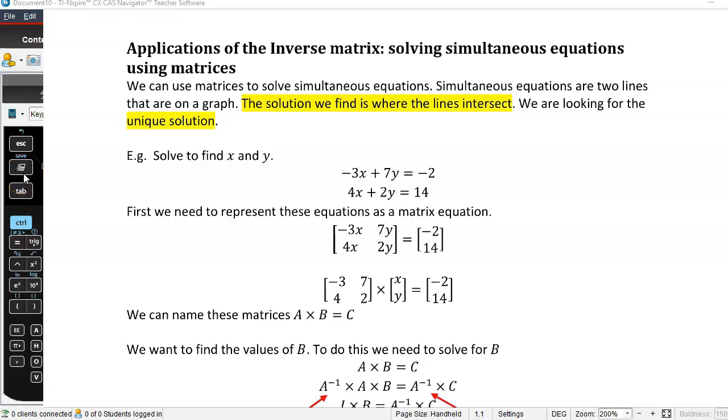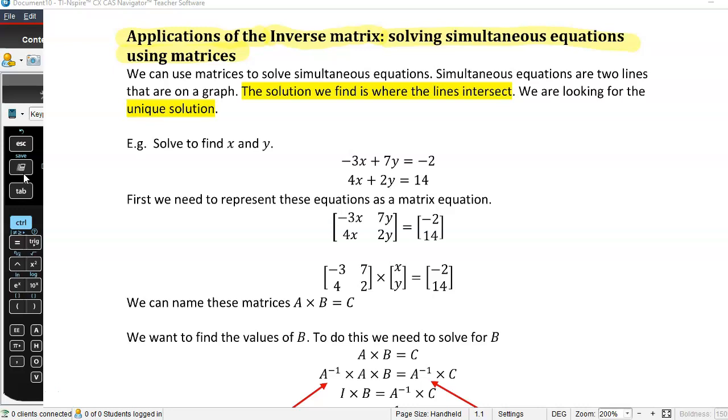So we've talked about how to find the inverse matrix, but let's talk about how we apply it, how we use it. And how we use it is in solving simultaneous equations using matrices and other ways. So we can use matrices to solve simultaneous equations.